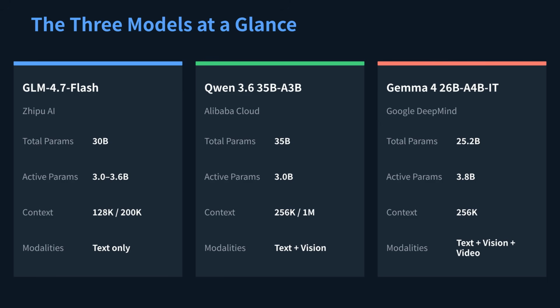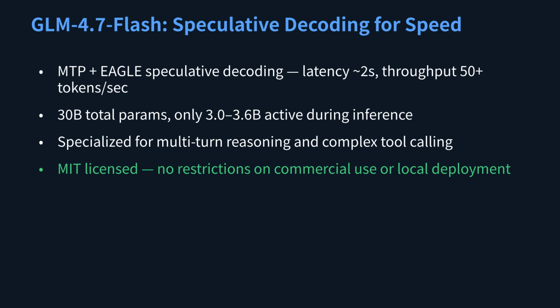Qwen 3.6 A3B has the largest footprint at 35 billion parameters, activates just 3 billion, and supports up to a 1 million token context window. It handles both text and vision. Gemma 4 26B A4B has 25.2 billion total parameters, activates 3.8 billion, and supports a 256K context window. It's the most versatile, handling text, vision, and even video up to 60 seconds.